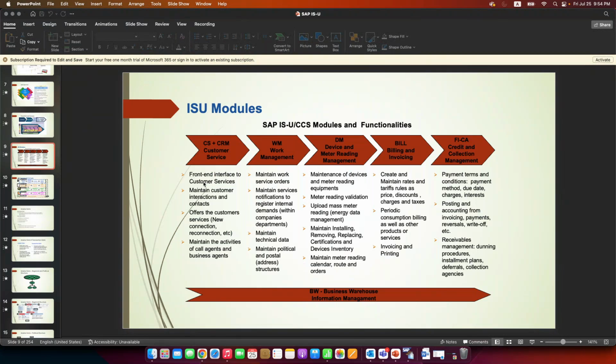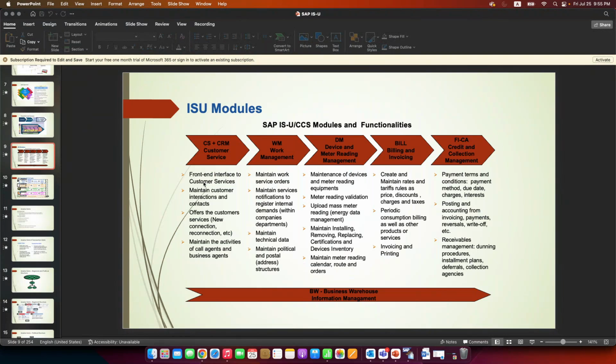Any questions so far? Temporary disconnection is okay, as per customer request it can happen. What about customer reconnection? How can it be temporary? How can a reconnection be temporary?